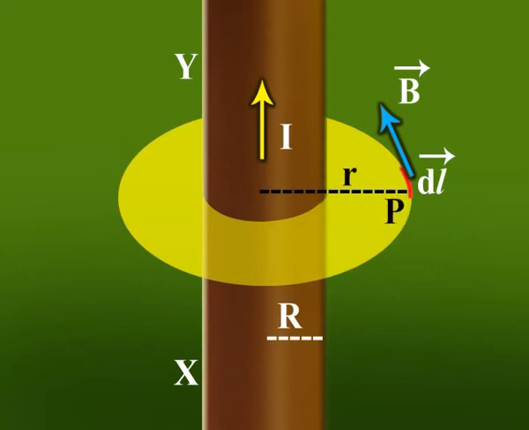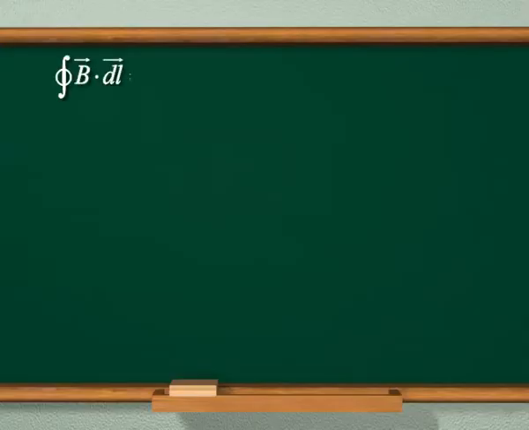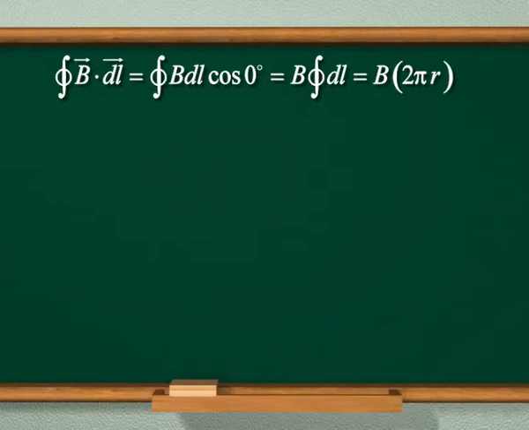Suppose r is the radius of Amperian loop. Here, r is greater than capital R. Let B be the magnetic field induction at P. It is acting tangential to the magnetic lines of forces at P. Here, B and dl are acting in the same direction. The line integral of B around the closed loop is equal to B dl cos 0 degree or B into the integration of dl, which would be equal to B into 2 pi r.